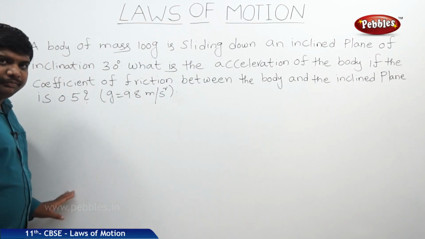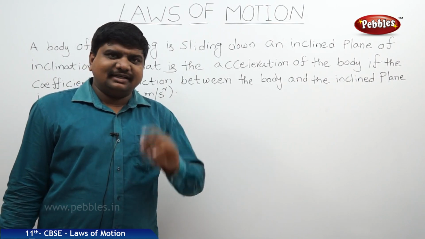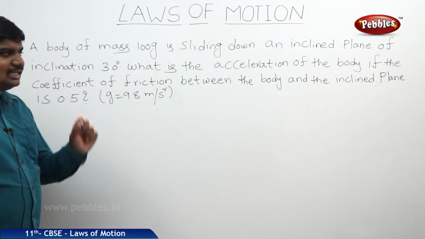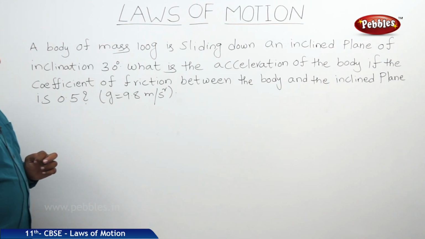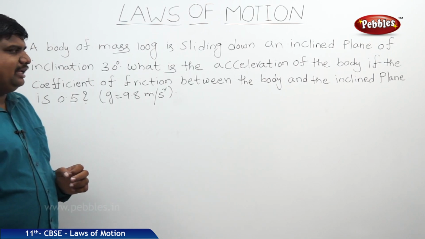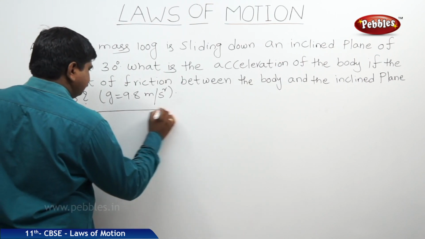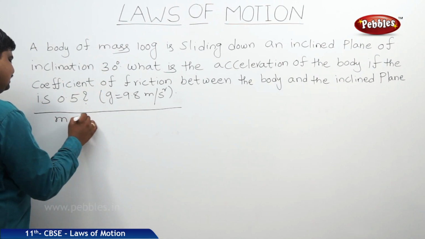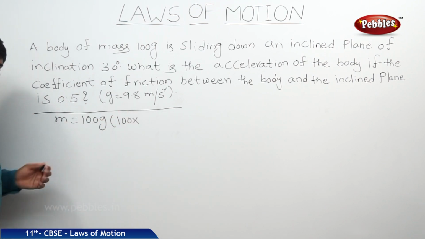Now we are discussing a problem which is based on the concept of acceleration of a sliding body on an inclined plane. The problem is: a body of mass 100 grams is sliding down an inclined plane of inclination 30 degrees. What is the acceleration of the body if the coefficient of friction between the body and the inclined plane is 0.5, where g is equal to 9.8 meters per second square? Mass of body is 100 grams.